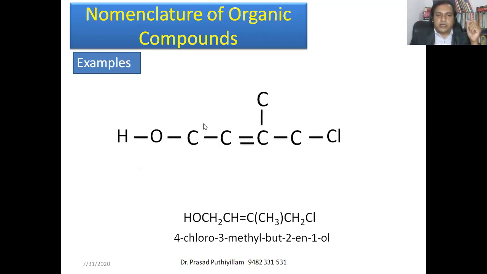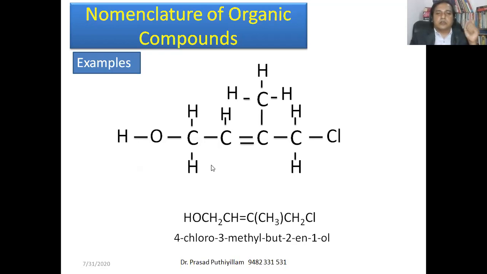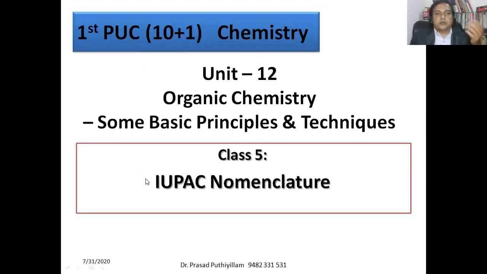Now let us satisfy the tetravalency of the carbon atoms. All these are satisfied. Here the 3 also we need to give. So this is the IUPAC nomenclature of this given molecule. Or when a molecule name is given, we should be able to draw its structure, the full structure as well as a condensed structure also. So this is class 4, first PUC, +1 chemistry, unit 12, class 5, IUPAC nomenclature.